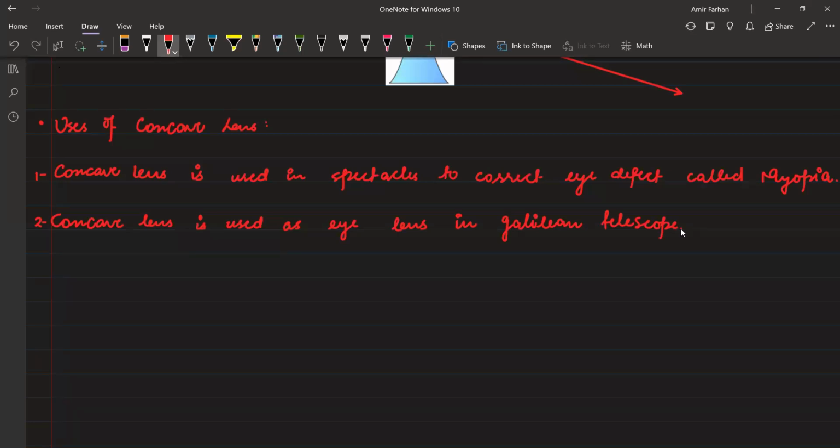The third case is this. You must have seen the spy hole in doors, through which we see unknown strangers from the door itself without opening it. Yes or no? In that spy hole, a concave lens is used.